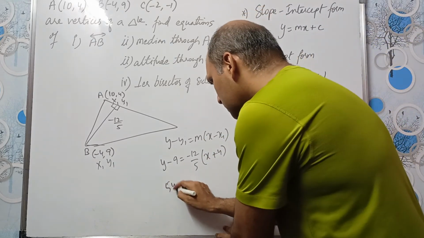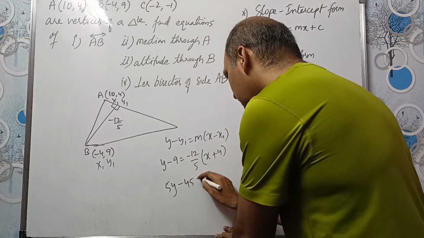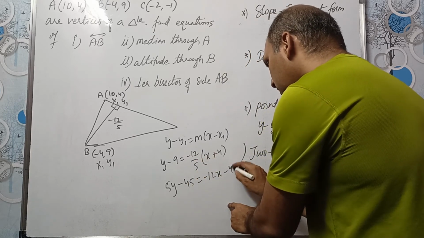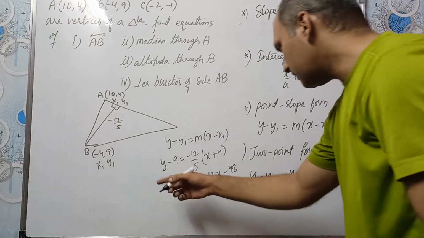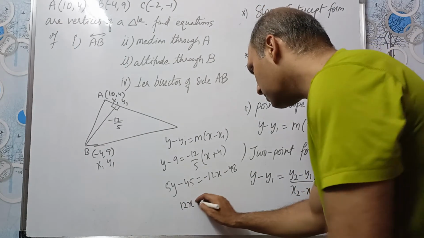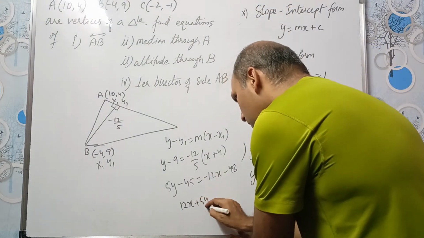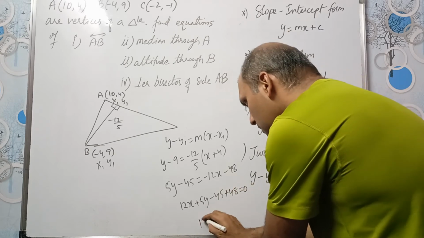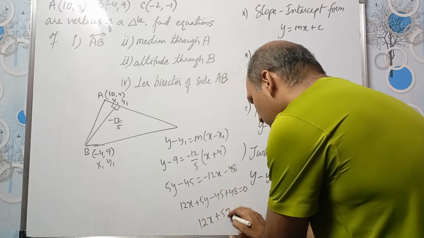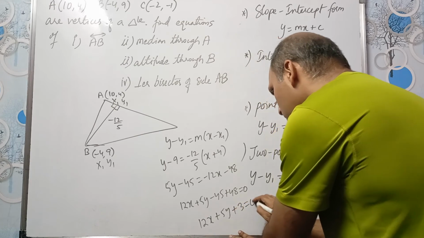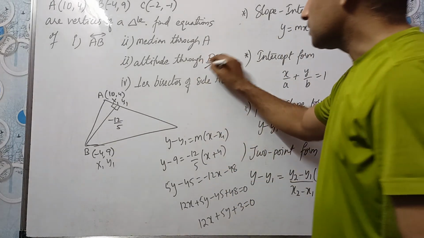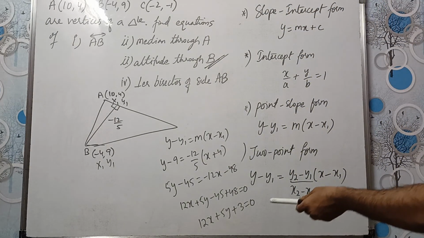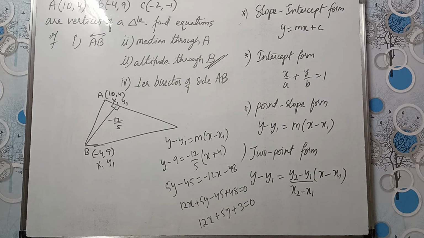So this will go on the other side. 5y minus 45 is equal to minus 12x plus into minus minus 48. So 12x and 48 let us send on the other side. It will be plus 12x plus 5y minus 45 plus 48 is equal to 0. So this will be 12x plus 5y plus 3 is equal to 0. Okay. So we are done with this also. I hope this is clear. 12x plus 5y plus 3 is equal to 0.